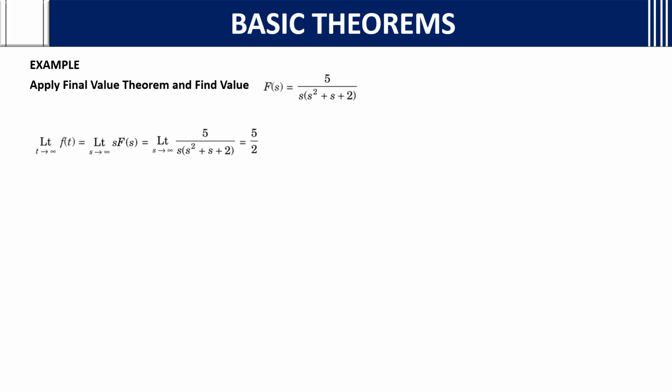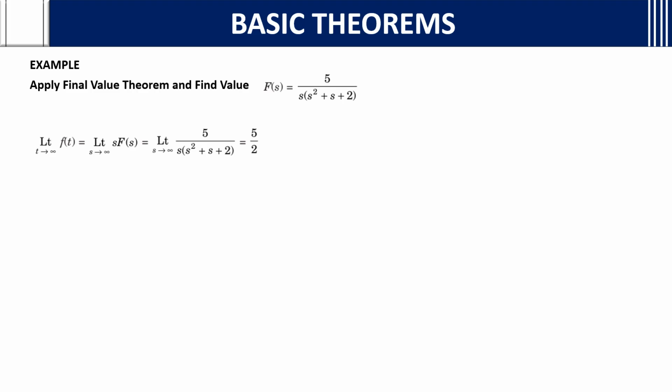You need to apply the final value theorem and find the value of f of t, where F of s is equal to 5 by s into s square plus s plus 2. You know that limit t tends to infinity f of t is equal to limit s tends to 0 of s into F of s, which is the final value theorem. If it is the initial value theorem, t tends to 0. As it is the final value theorem, t is infinity. So you get limit s tends to 0, s into F of s. You know that F of s is 5 by s into s square plus s plus 2.